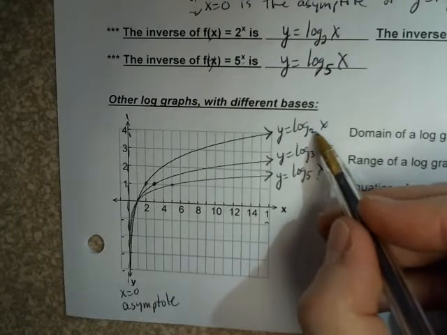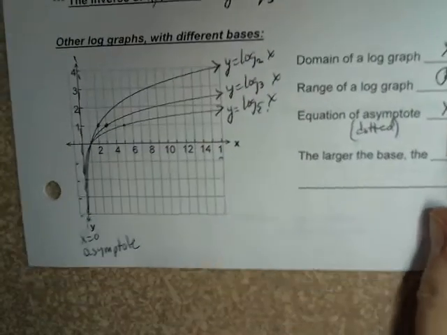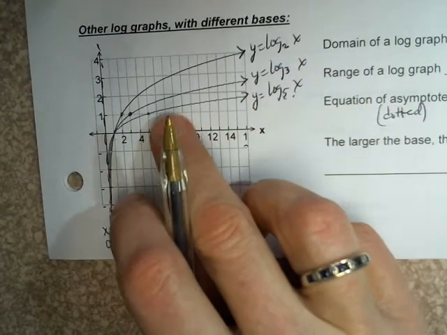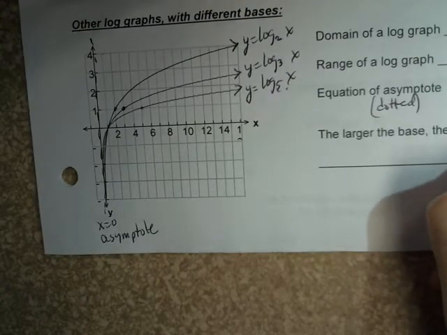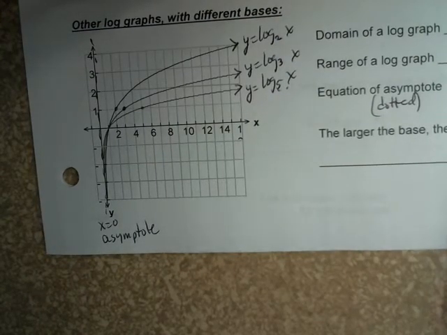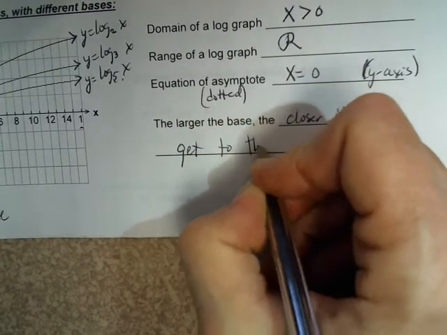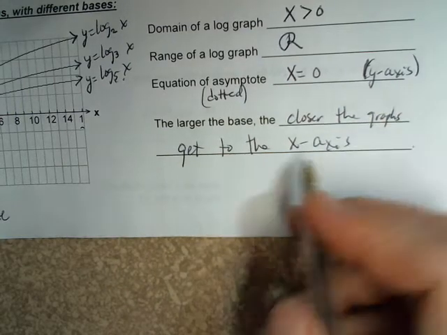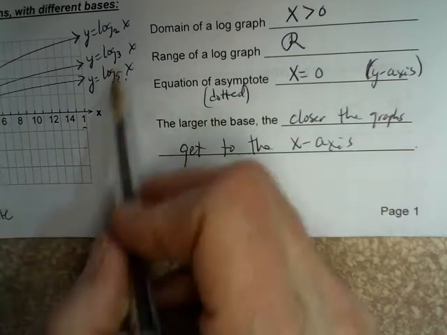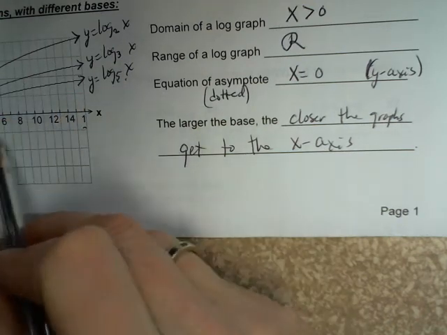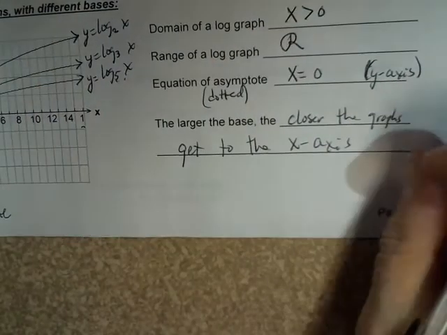And you can see here this base goes from 2 to 3 to 5. What happens to these graphs the larger the base? The larger the base, the closer these graphs get to the x-axis. So if you can imagine, there could be a log base 10 of x or a log base 20 of x. The bigger the base, the closer they get to the x-axis, but they'll never go down here. They're always going to stay above the x-axis as they go out this way.